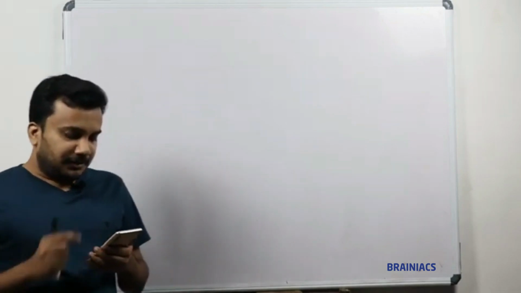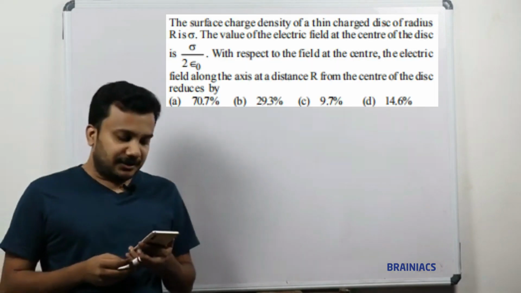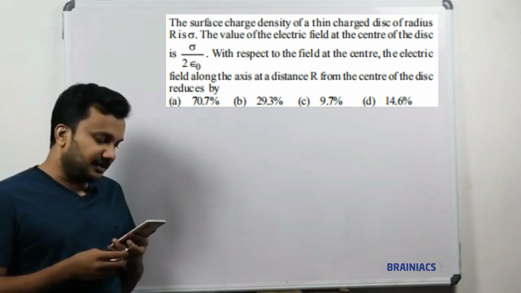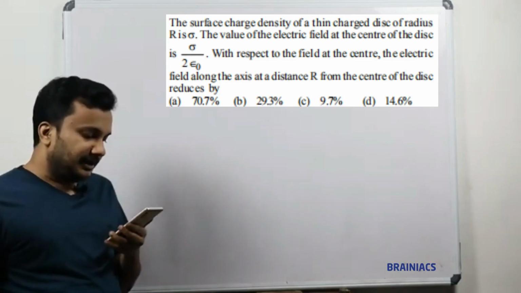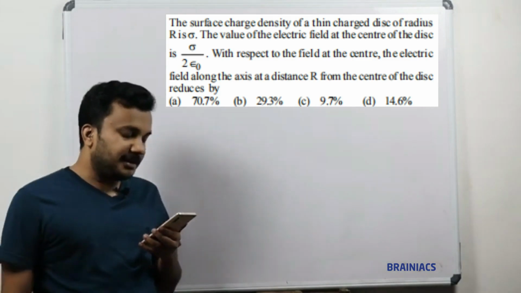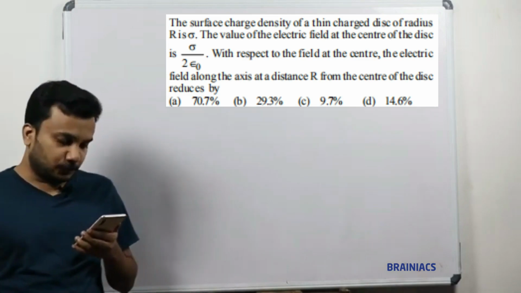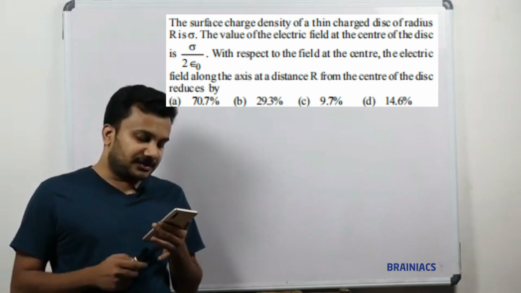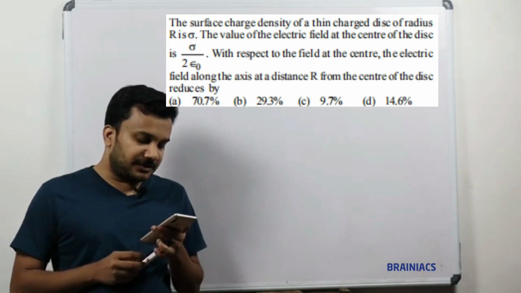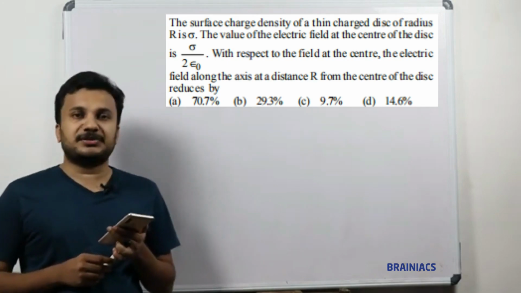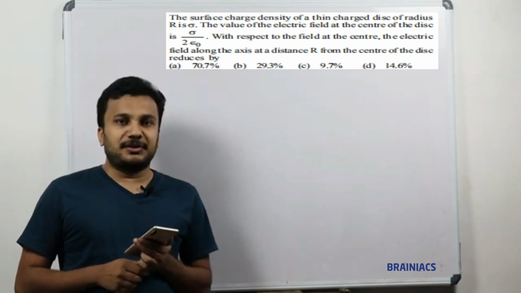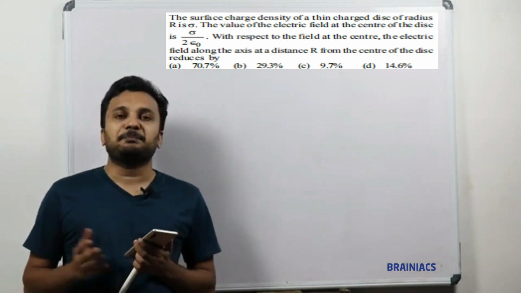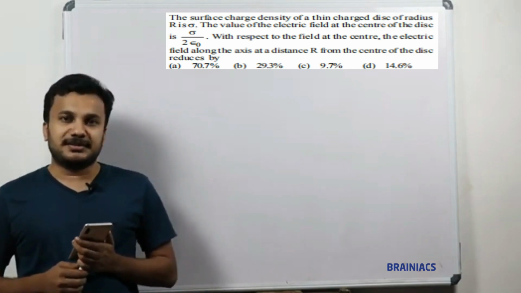The surface charge density of a thin charged disk of radius r is sigma. The value of electric field at the center of the disk is sigma divided by 2 epsilon 0. With respect to the field at the center, the electric field along the axis at a distance r from the center of the disk reduces by. The question is related to a disk, and we know the formula for electric field intensity due to a disk.